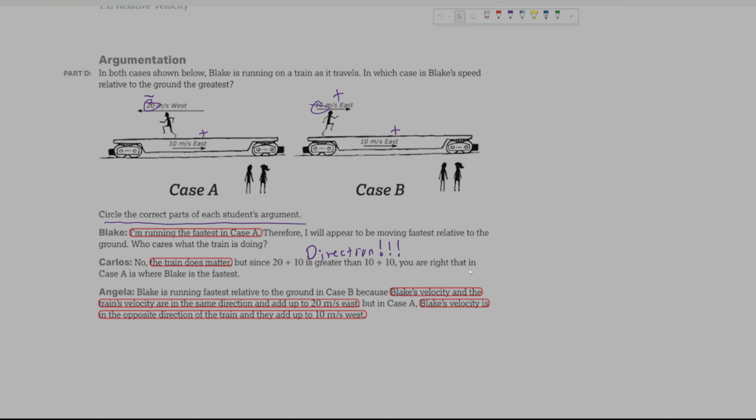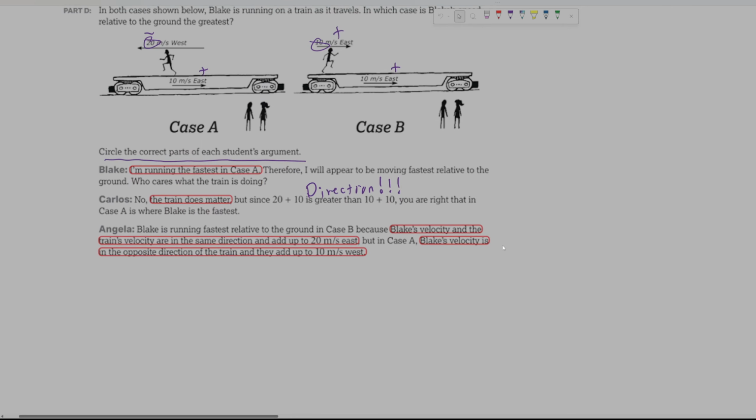Angela says Blake is running fastest relative to the ground in case B because, now here's her because. She made a claim: Blake is running fastest relative to the ground in case B. Okay, you can circle that. That's fine. But the because is the important part. Blake's velocity and the train's velocity are in the same direction and they add up to 20 meters per second east. But in case A, the velocities are in the opposite direction, and so they cancel each other out. They subtract. You're adding a negative. And so that's why Angela is correct.